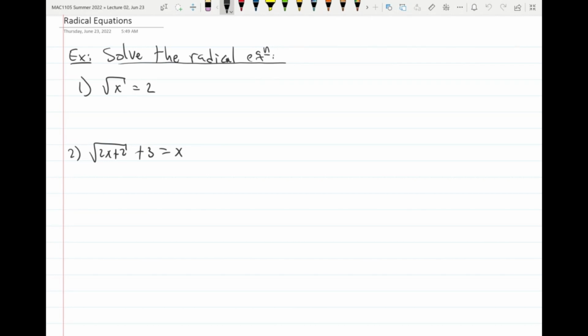Another type of equation that we're interested in are radical equations. And like the name suggests, what are these? These are equations that contain radicals in them, right? So, number one is super silly, but it's a radical equation. Right? It's a radical equation.